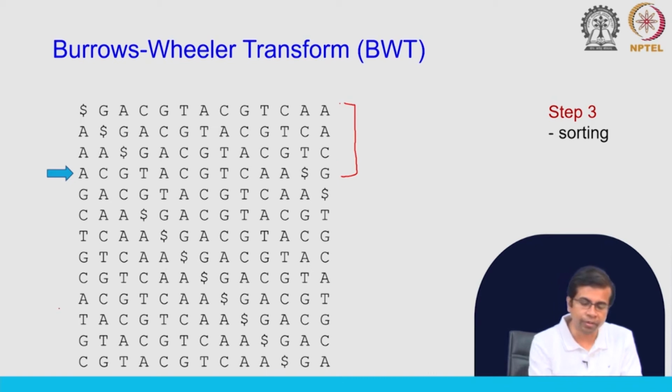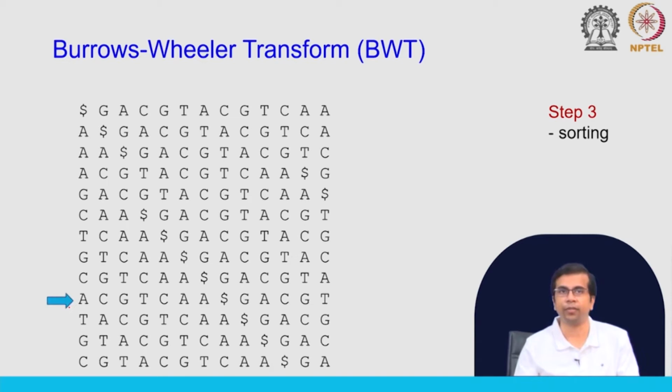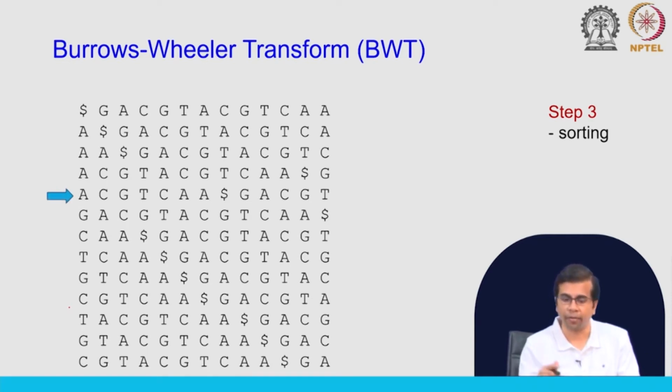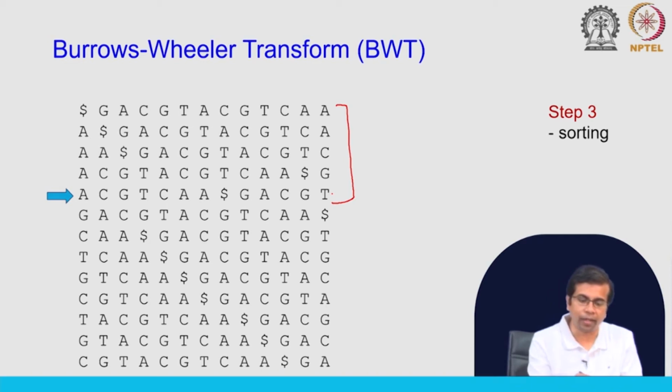We have one more with A. So, this one will surely come up now. If you sort this, this one will come up here. So, this is getting sorted slowly. Now, we have exhausted all the strings that start with A. So, we need to look at strings that start with C now.